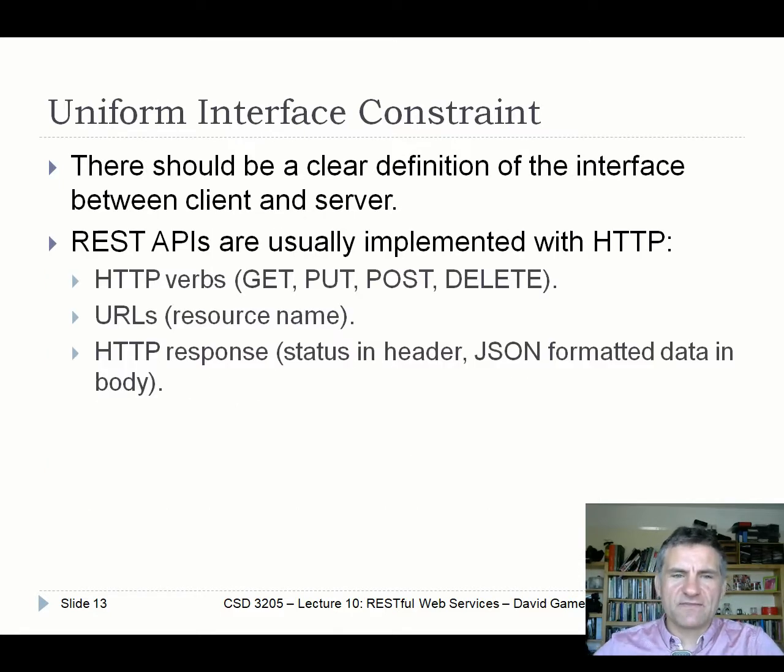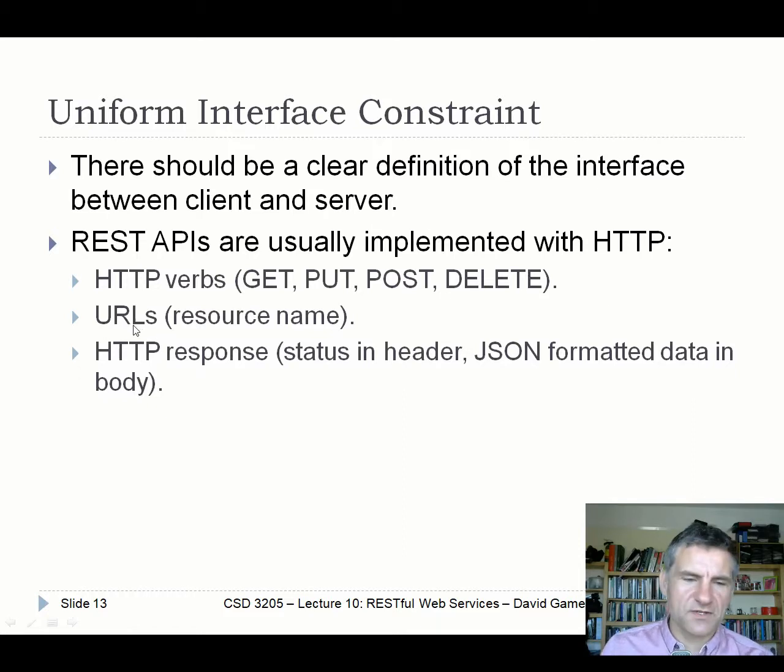Then we've got the uniform interface constraint. So you've got to clearly define the interface between the client and the server. As I've mentioned several times already, REST APIs are usually implemented with HTTP, because HTTP is a beautiful protocol in itself. We can combine that with this RESTful stuff and have a very nice way of accessing and manipulating data. So we're going to use the HTTP verbs, or methods: get, put, post, and delete. There are lots of other ones, but these are the main ones we need to think about when designing our RESTful web service.